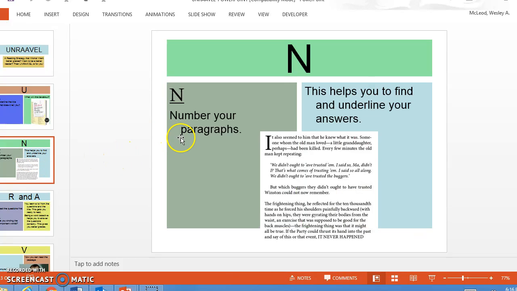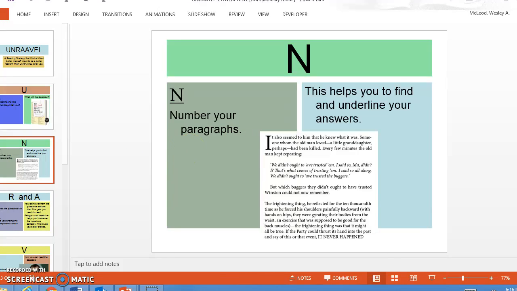All right, the N is, number your paragraphs. We number our paragraphs for a lot of reasons, but the main reason that I want you to understand is that it helps us organize our thoughts when we're reading, and helps us go back and answer the questions purposefully. If you're able to go back and know exactly where you saw the information, this is going to help you when it gets to your answer choices.